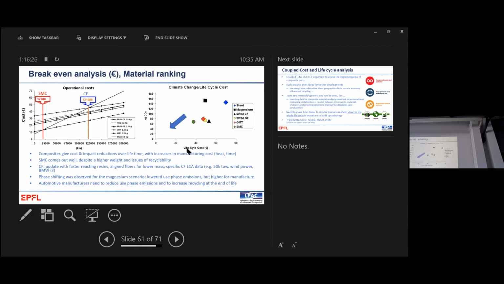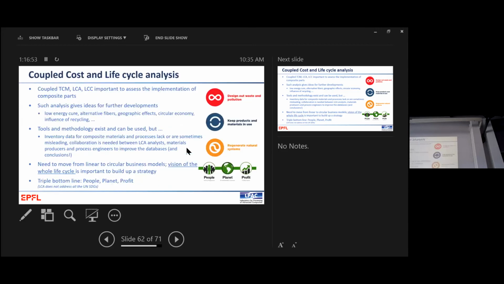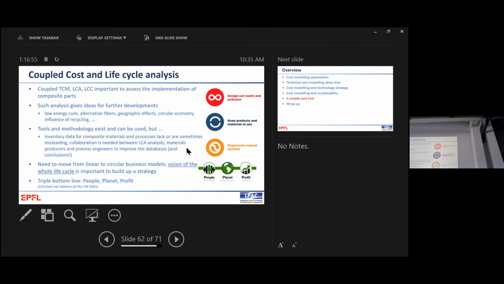With these modeling tools, you can do projections of technology to show where things are going to go. This shows CO2 against life cycle cost, and you want to be low. The lowest is the glass material. Magnesium is high because of the Pidgeon process. Steel is the worst, and that's why the industry is moving to aluminium. Aluminium, particularly secondary aluminium, is very attractive. So coupled cost and life cycle analysis helps you to look in more detail at a material choice.